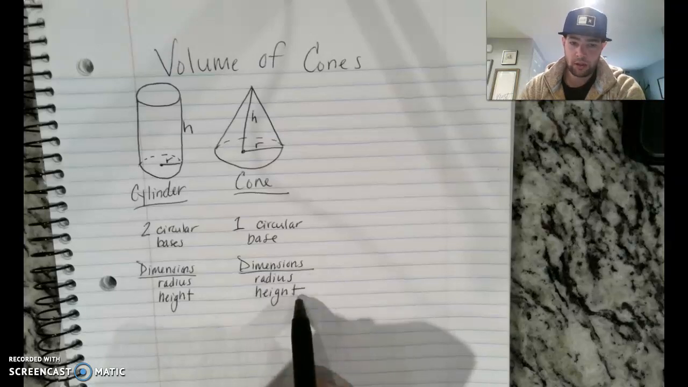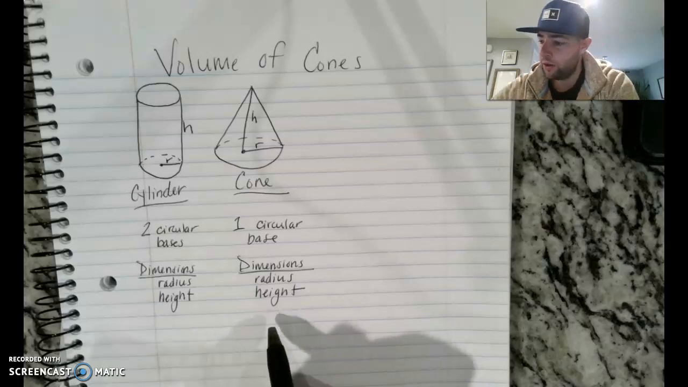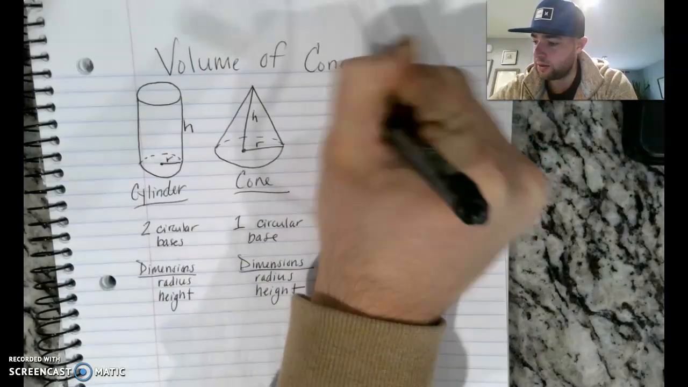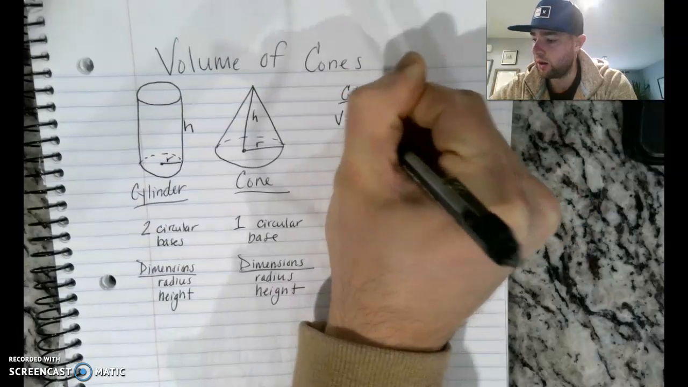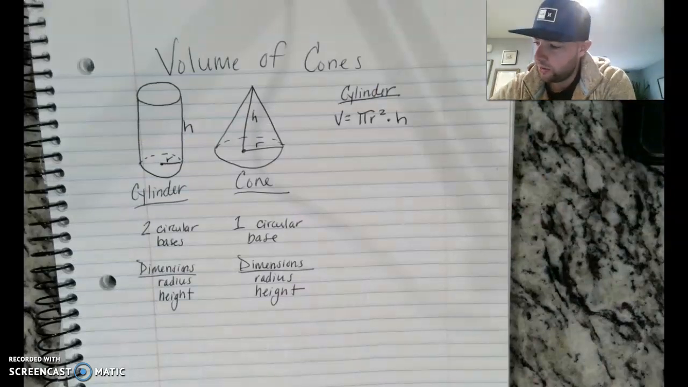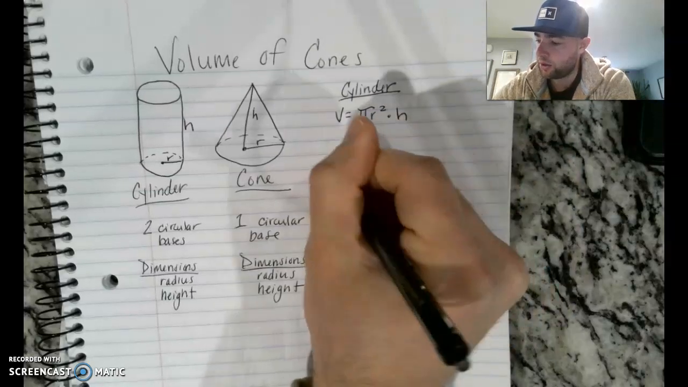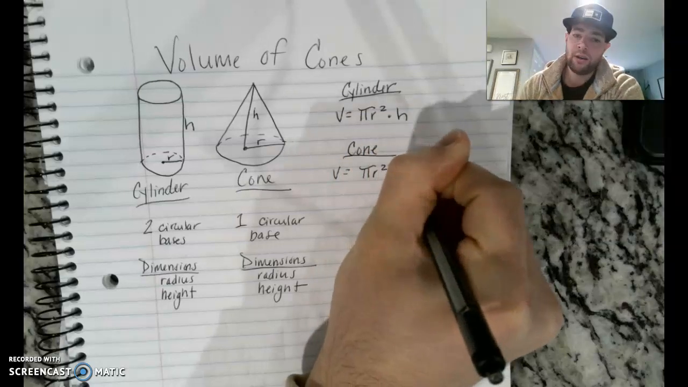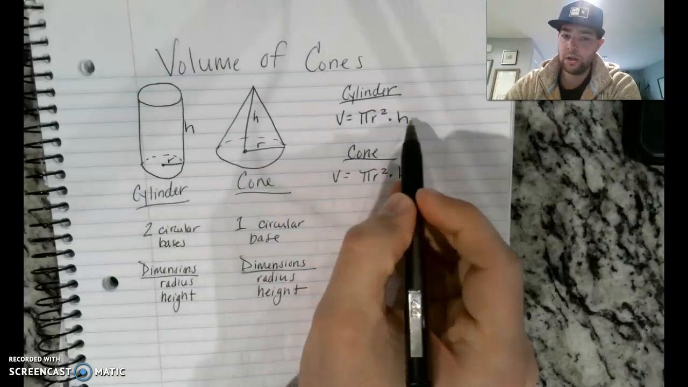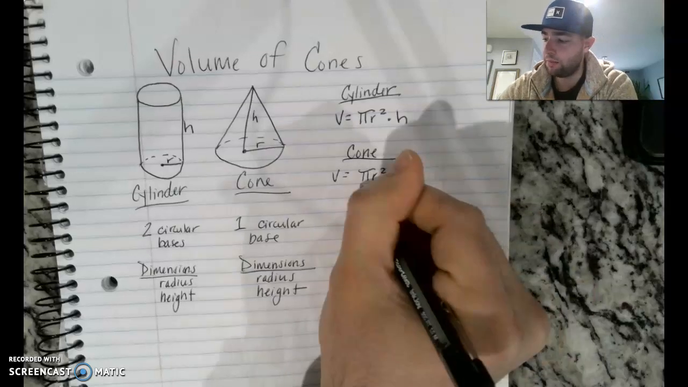Alright, so you're going to notice that the volume formulas for cylinders and cones are very similar. We already know for a cylinder, our volume is V equals pi r squared times h. For a cone, volume is going to equal pi r squared times h. And then we just have one added step. Notice that so far we have pi r squared times h for our cylinder, pi r squared times h for our cone, but the final thing that we have to do with the cone is actually divide it by 3.